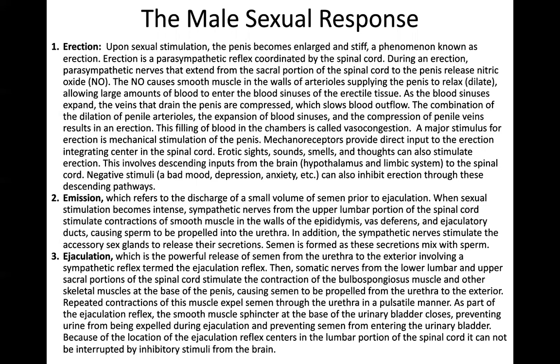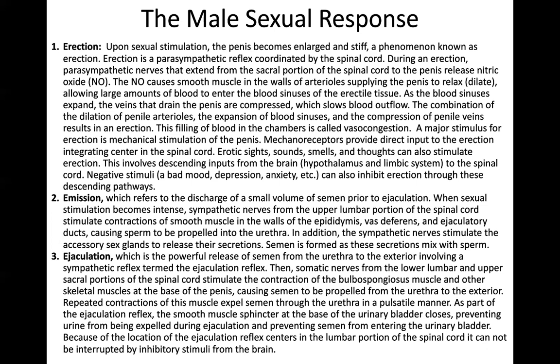As the blood sinuses expand, the veins that drain the penis are compressed, which slows the flow of blood out. So essentially the blood flows into the penis, and then the blood kind of gets trapped. It's not going to be a forever trap, hopefully, but it will hold it in there for a period of time. This combination of dilation of penile arterioles, expansion of blood sinuses, and compression of the penile veins results in the formation of the erection. This filling of blood in the chambers is called vasocongestion.